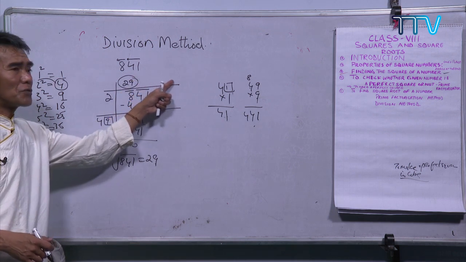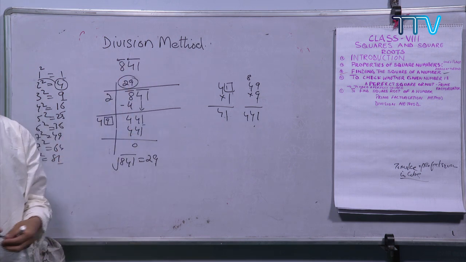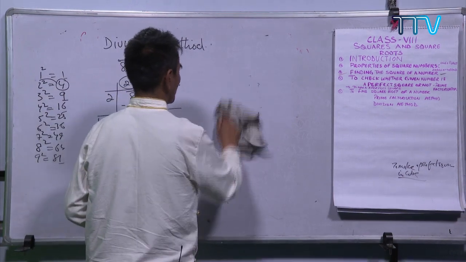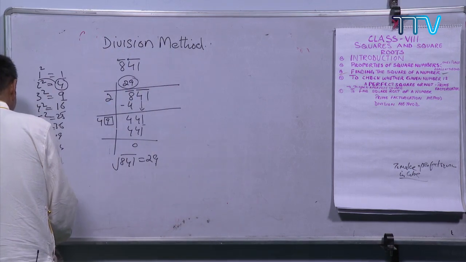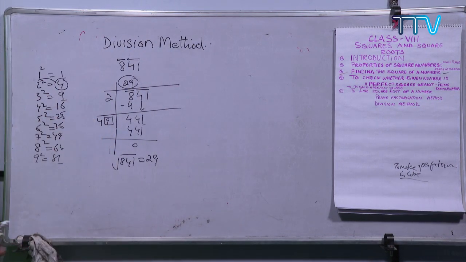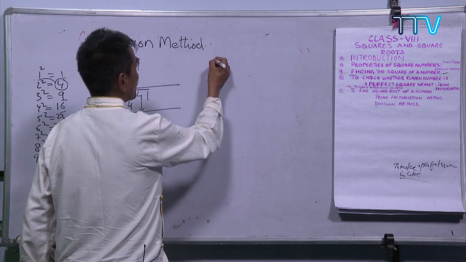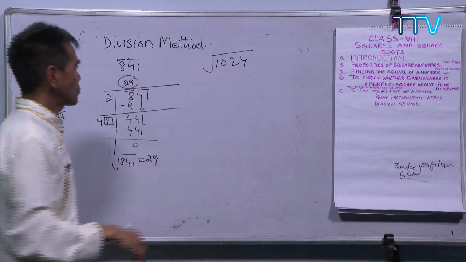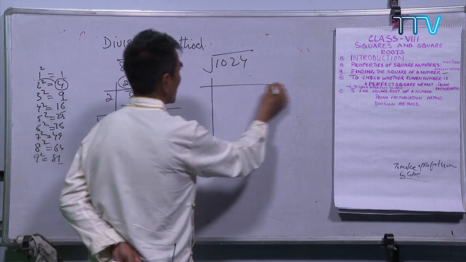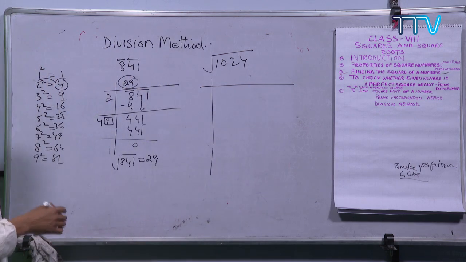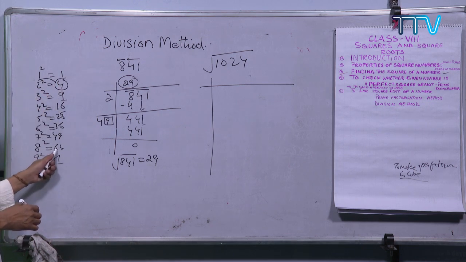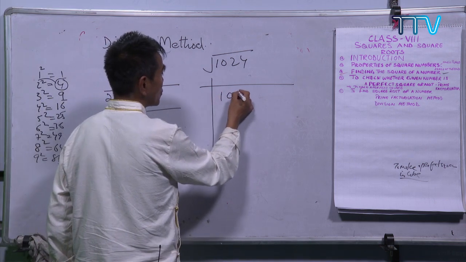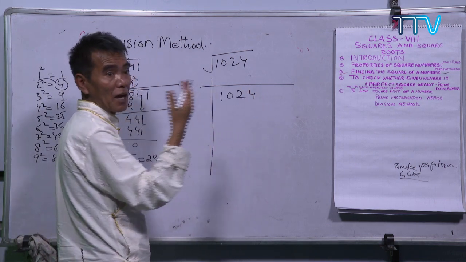Remember to double the quotient each time. Let's take another example: find the square root of 1024. The unit digit of the given number is 4, so the unit digit of the root is either 2 or 8. Next, for 1024, the bars are placed in pairs from the unit place.